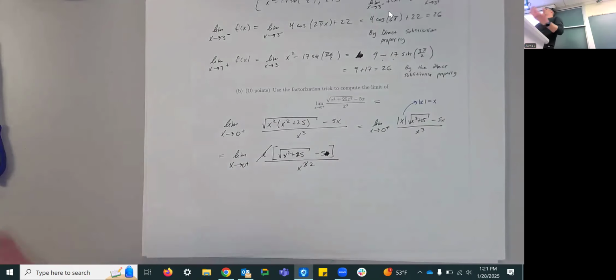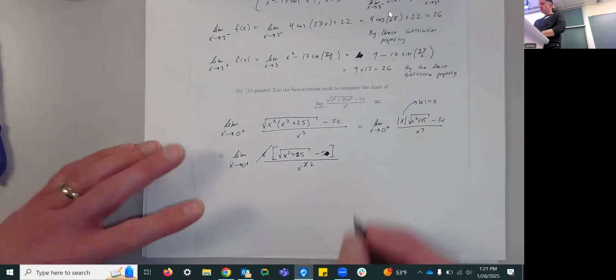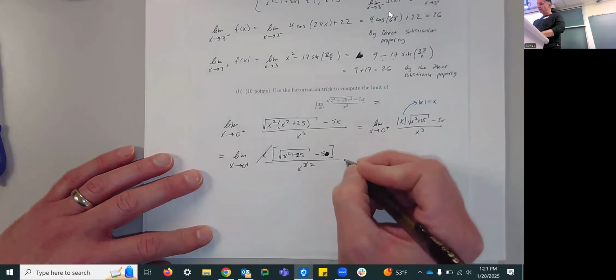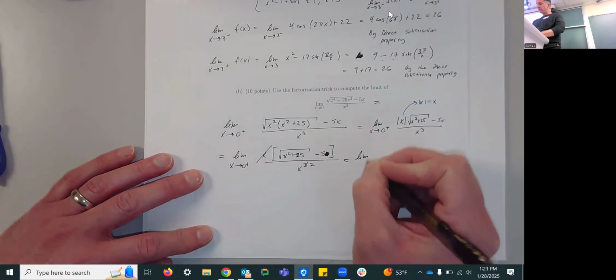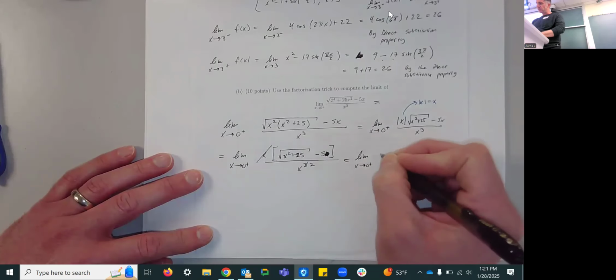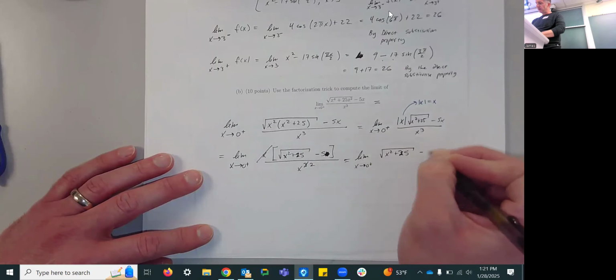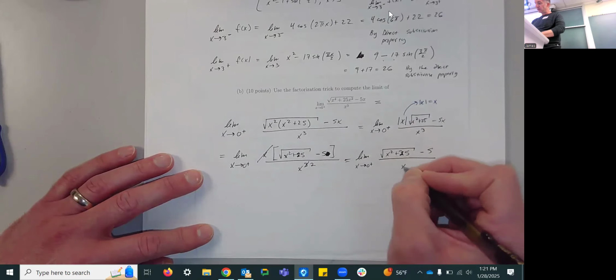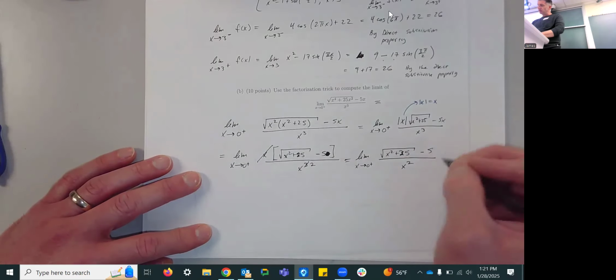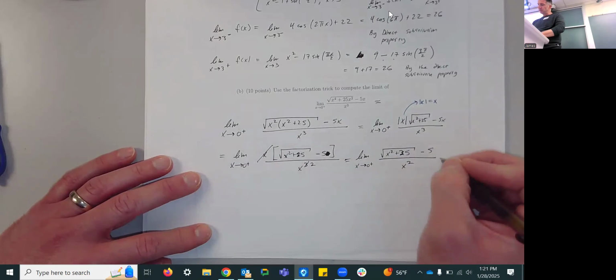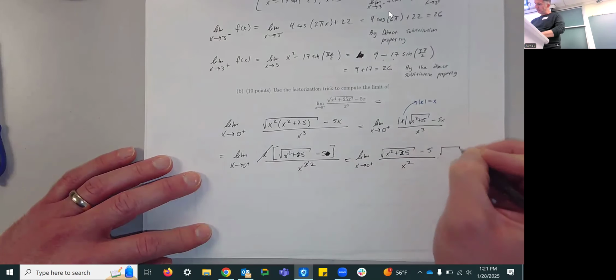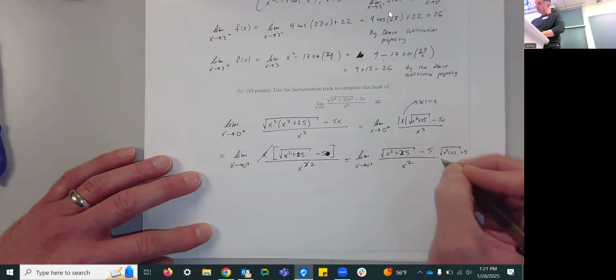So again, kind of weird to do all this extra work when we were going to multiply by the conjugate anyway. But okay. So let's rewrite it before we multiply by the conjugate here. We've got the limit as x approaches 0 from the right of the square root of x squared plus 25 minus 5, all over x squared. Now we multiply by the conjugate, which I probably didn't leave myself enough room for. Squeeze it in, even though it's terrible to do this. Square root of x squared plus 25 plus 5 over the same thing.